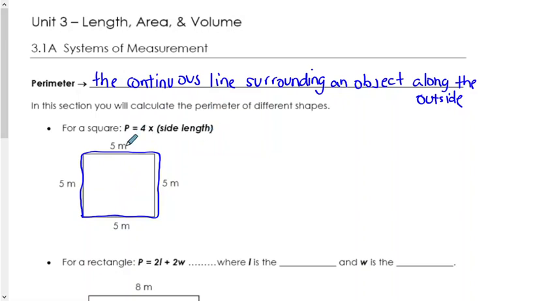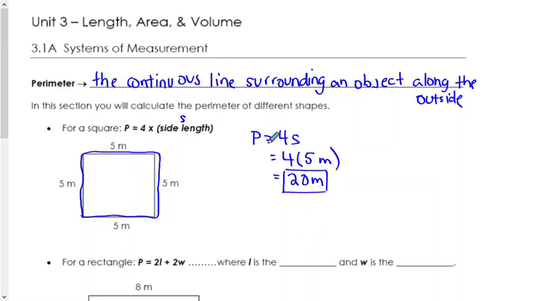Okay, so to calculate perimeter, we can use a formula. So the formula for calculating the perimeter of a square, since I have 4 sides that are the exact same, I can find my perimeter, just do 4 times my side length. So 4 times S. Okay, so I could just do 4 times, and my side length is 5. So 4 times 5 meters, and I get 20 meters is my perimeter.